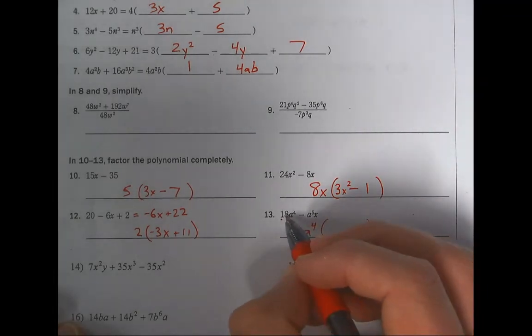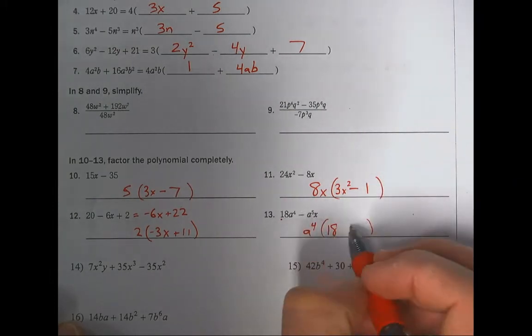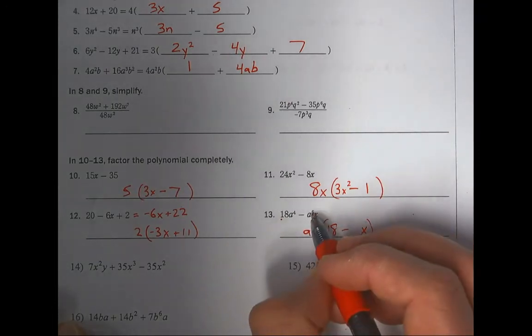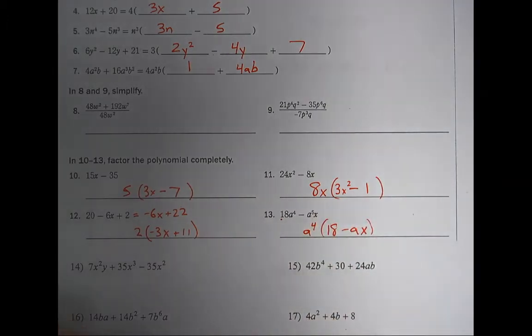So what am I multiplying by to get 18a to the 4th? That's just 18. Here's a minus. And to get this, there's going to have to be an x. And the 4 becomes a 5, which means there's also 1a sitting there.